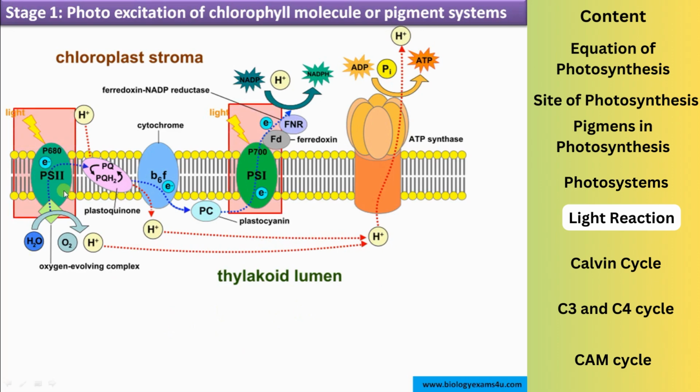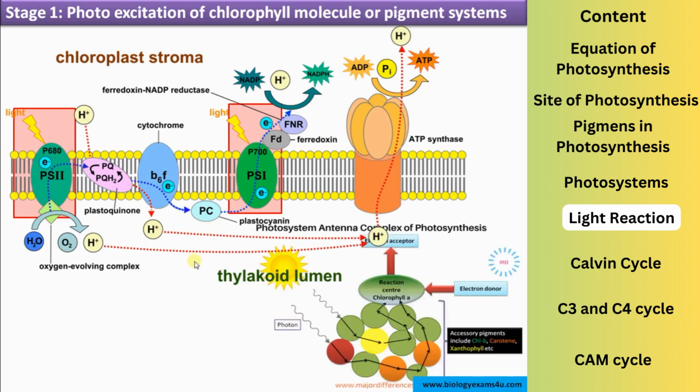This is pigment system 2 and this is pigment system 1, and this is a picture of non-cyclic photophosphorylation that is predominant in higher plants. Let's see what photosystems are. Photosystems are light harvesting complexes that consist of accessory pigments and a reaction center chlorophyll a molecule.